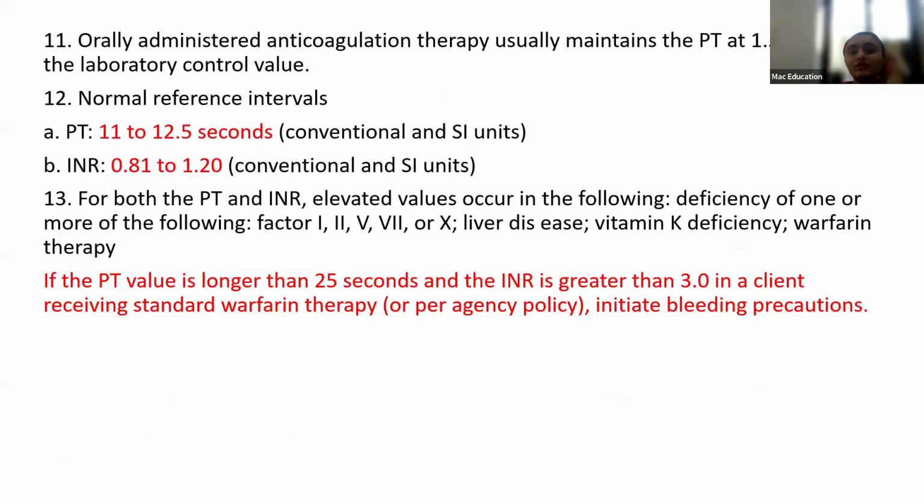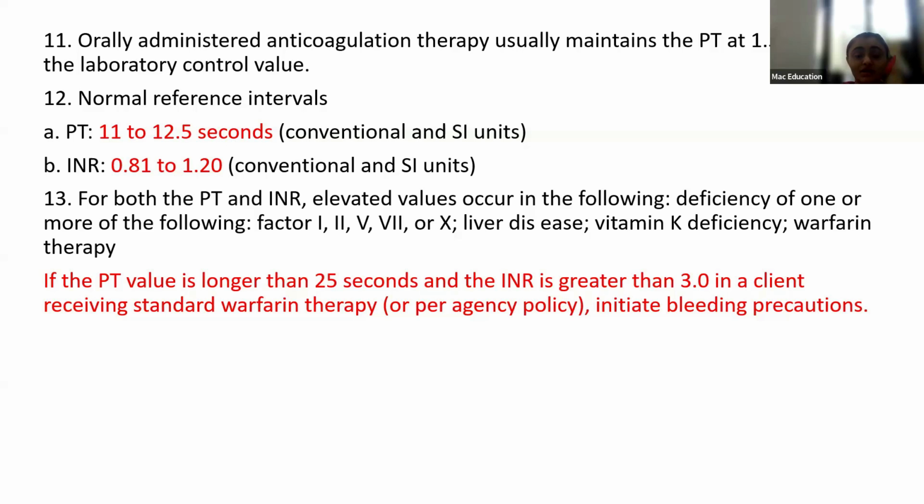Okay. So what is the important point that you have to remember? If the patient is on warfarin therapy and the PT value is longer than 25 seconds and INR is greater than 3.0, then we have to put that patient in bleeding precautions. If the patient is not receiving any warfarin therapy and still their value is more than 12 to 13 seconds or INR more than 1.5, then also we have to put that patient in bleeding precautions. More than 25 and 3 is only for the patients who are receiving warfarin therapy.